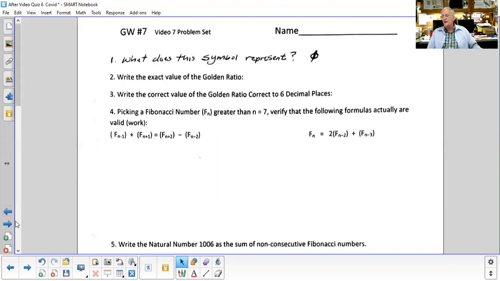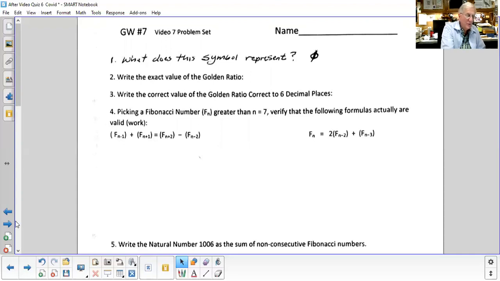There it is right there. Now, if you would get group worksheet 7 out right now, I would like for you, please, to answer questions 1, 2, and 3 with me right now. What does this symbol represent? It's called phi, P-H-I, and it represents what?